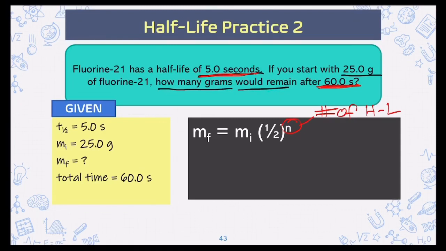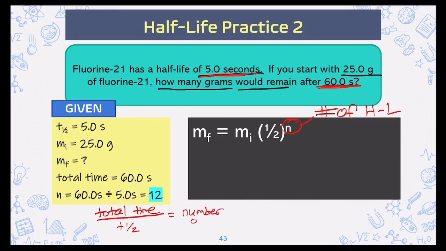The way to solve for the number of half-lives is simply dividing those values. So 60 seconds, representing the total time, divided by the amount of time in 1 half-life will give you the number of half-lives. This is a step that you will often need to calculate before you can attempt any of these half-life problems. Okay, so let's go ahead and plug in our numbers.